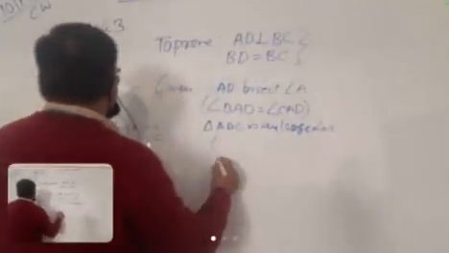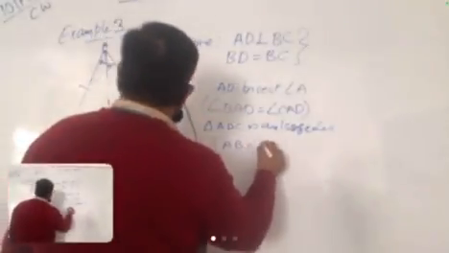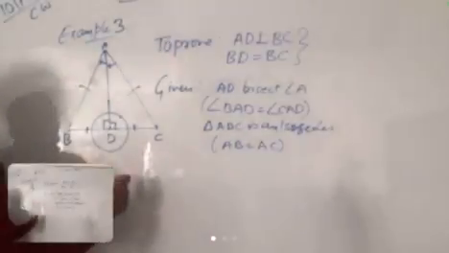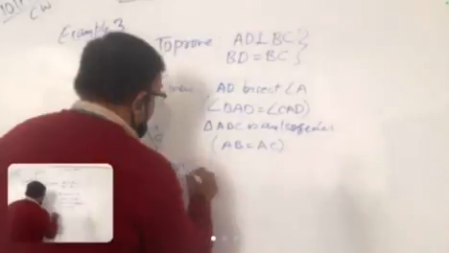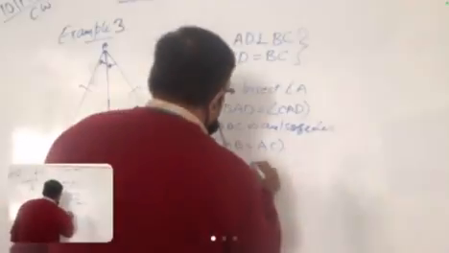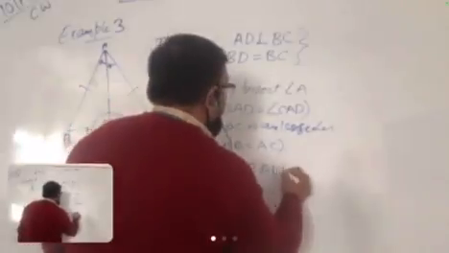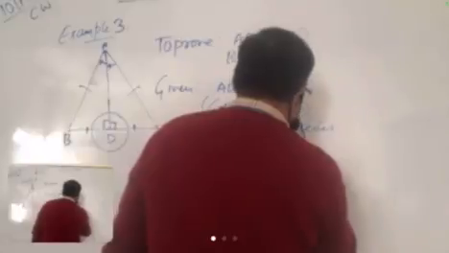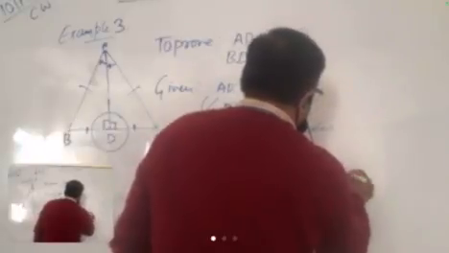Isosceles. Then AB is equal to AC. Yes? Now proof. In triangle ADB and triangle ADC.